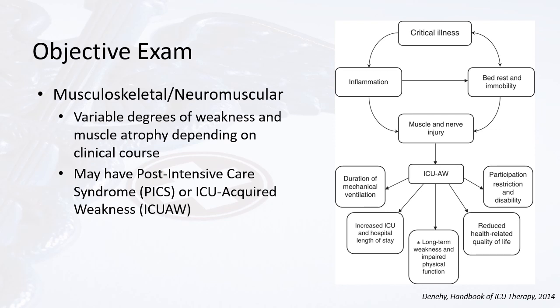Depending on a patient's clinical course with COVID-19 in the ICU, we can see variable degrees of weakness and muscle atrophy during our musculoskeletal and neuromuscular exam in the outpatient setting. A patient may have post-intensive care syndrome, PICS, or ICU-acquired weakness. The diagram on the right shows ICU-acquired weakness in the middle, and the top of the picture shows factors that contribute to the development of ICU-acquired weakness, where the 5 boxes at the bottom show the consequences of ICU-acquired weakness into the long term.